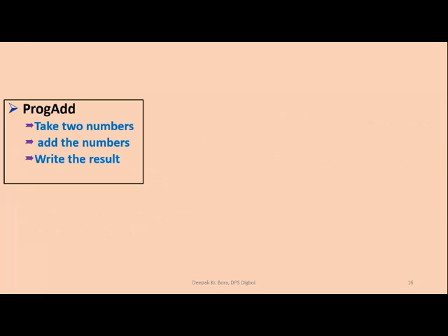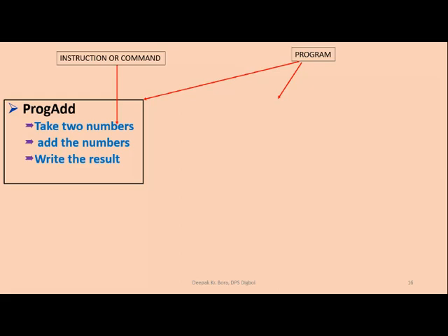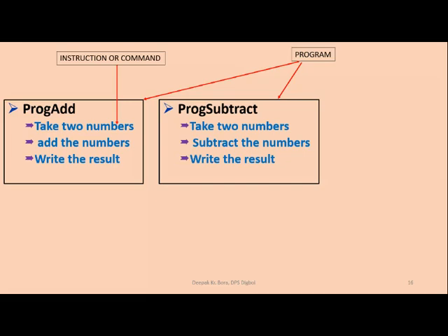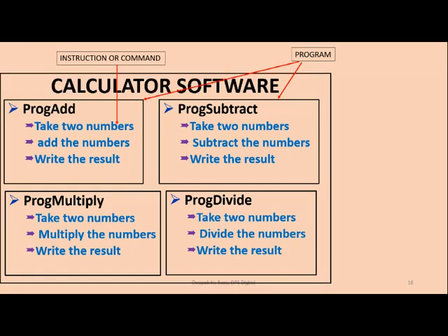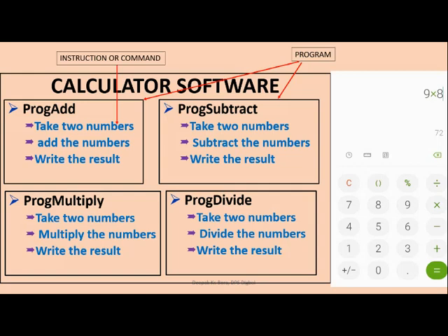Let me explain to you what is a software. Take two numbers, add the numbers, write the result. These are the instructions, and this set of instructions is known as a program, that is program add. Similarly, we can have program subtract, program multiply, program divide, and all these programs, if collected together in a package, are known as a software. Say the calculator software, and we can now see a calculator on the right hand side. This is the software. In this software there are different sets of programs, and when they run together, they can calculate whatever numbers are given by the user.